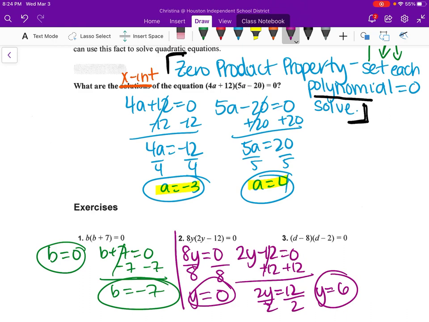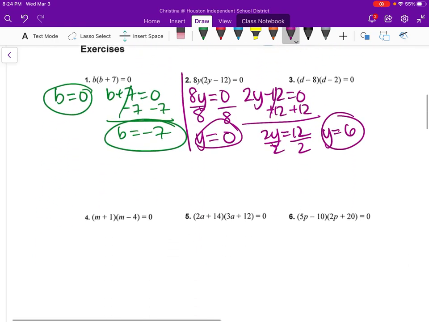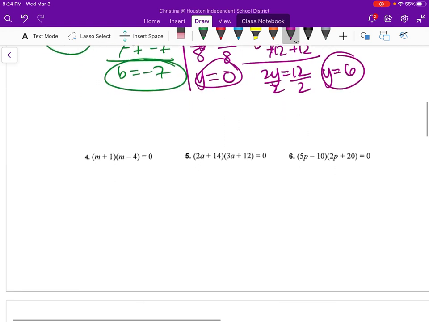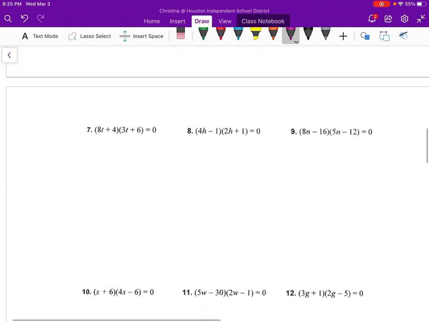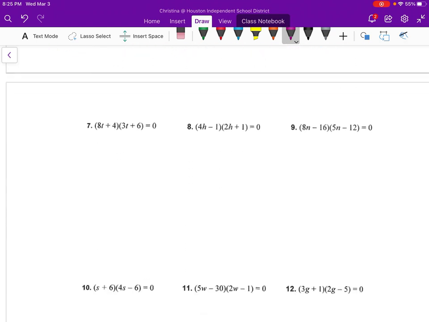All right, let's do probably a couple more, and then we'll move on for today. Okay, I don't think I want to do A on this page. These are all easy. Let's do some fun ones. Yes, numbers 7 through 9. Let's look at those. Okay, we already have our two polynomials, so our binomials in this case. There's two of them. So let's go ahead and solve by using the zero product property. I'm going to set each polynomial equal to 0.